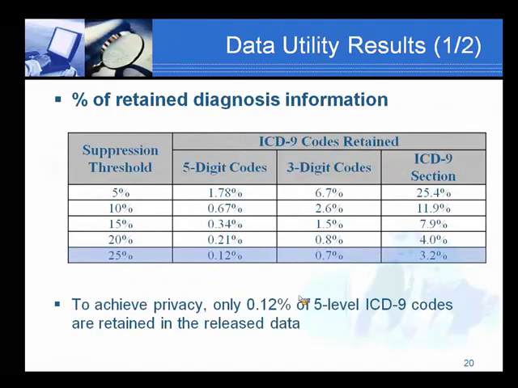In terms of utility, our results were not very encouraging. For example, this table shows the percent of retained diagnosis information when we applied suppression with different levels. As you can see, to achieve privacy by using suppression with a threshold of 25%, only 0.12% of 5-digit ICD-9 codes were retained from the original data. So the vast majority of codes, even 5-digit codes or 3-digit codes, were lost from the data.